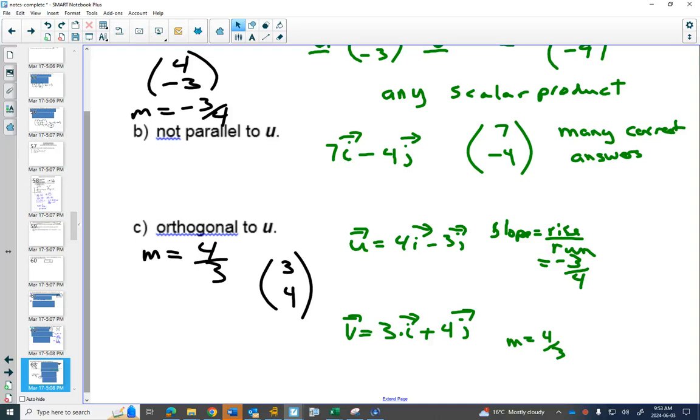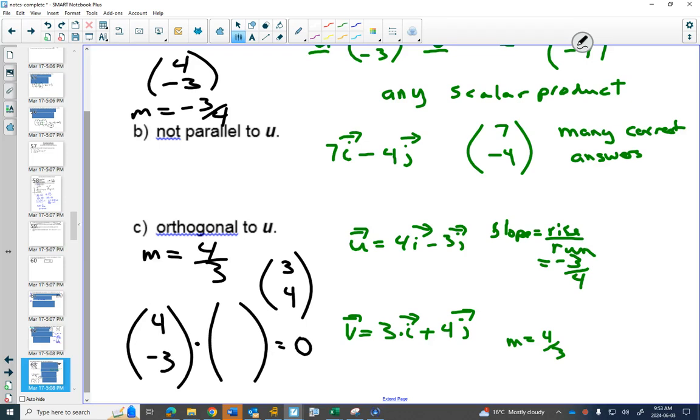The other thing you could do for orthogonal is you could think of the dot product. So our original one was 4, -3. What would you need in the dot product to make it equal to 0? So can you see that if I put a 3 here, I would get 12. I would need a 4 there to make -12. That's not the only answer though, right?